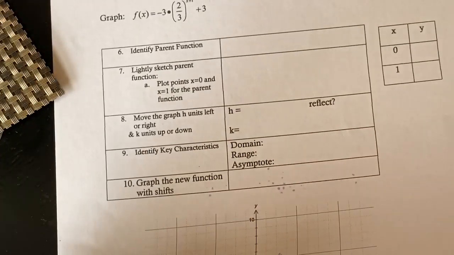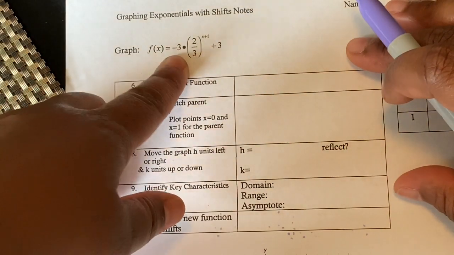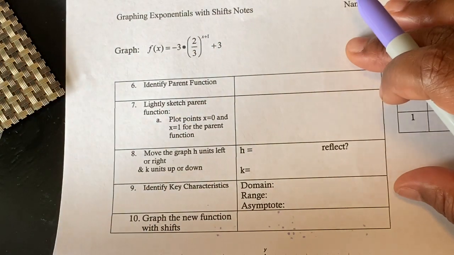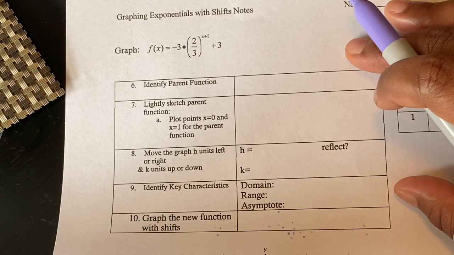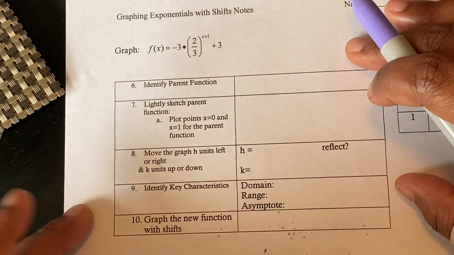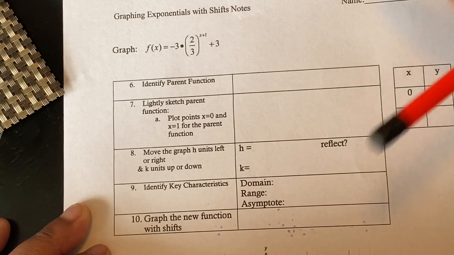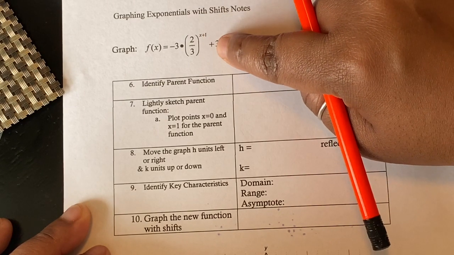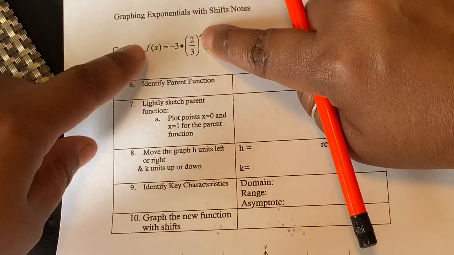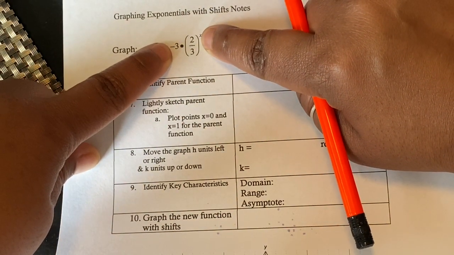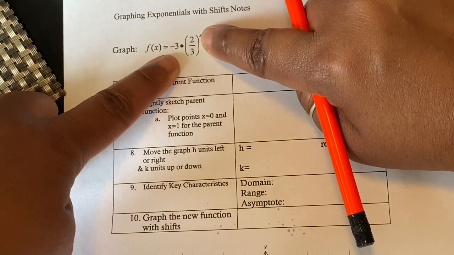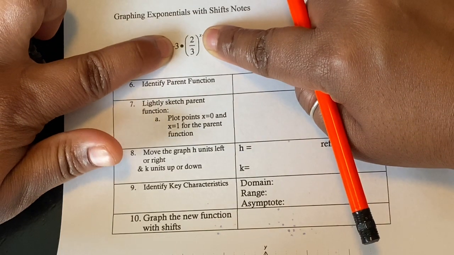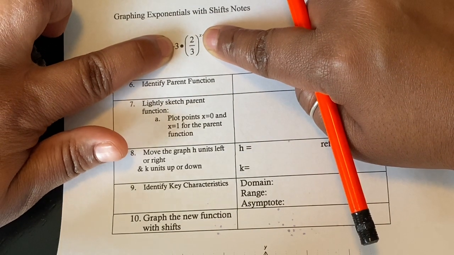Let's do it again. I have here negative 3 times 2/3 raised to the power of x plus 1, plus 3. Okay, first thing we're going to do is identify our parent function. So we need to cover up all of our shifts. So I'm going to cover up the h in the exponent and the k. And if you notice here, the 3 is negative. That means the a value is negative. That negative represents a reflection, so I'm going to cover that up as well. So what I'm left with is 3 times 2/3 raised to the power of x.